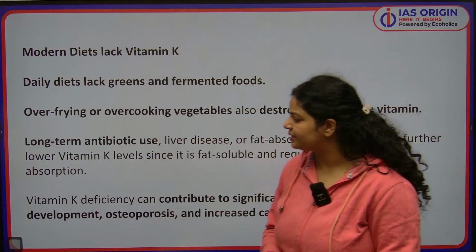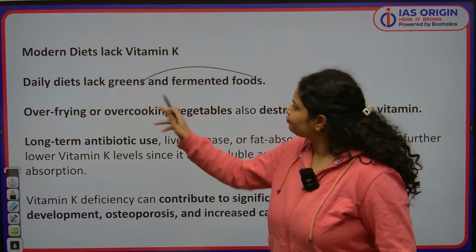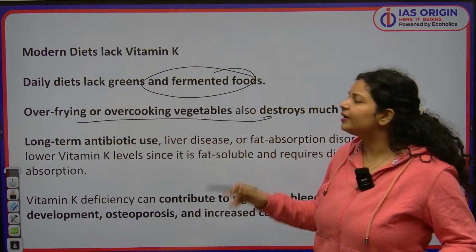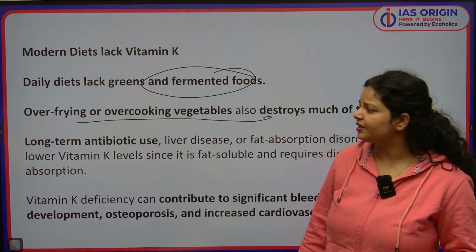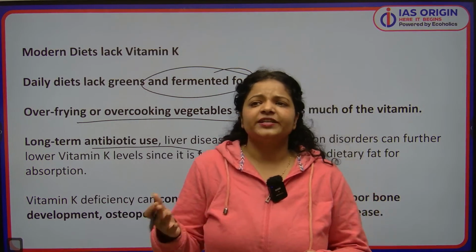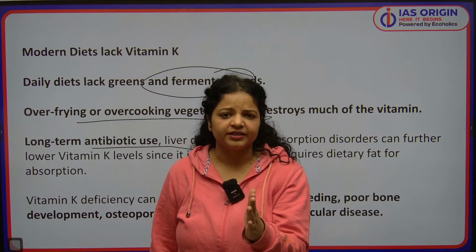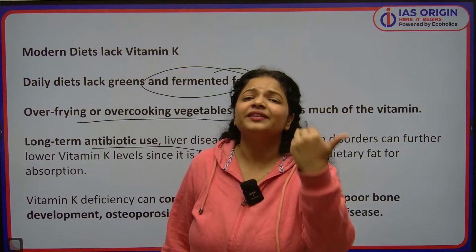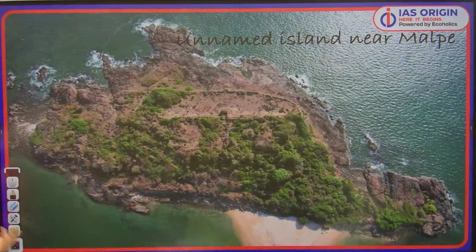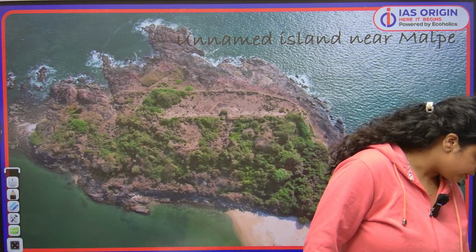So that's why modern dietitians are saying why we are lacking vitamin K in the body: first of all, we are lacking green leafy stuff in the food. Then over-frying and over-cooking of vegetables also destroys vitamin K in the food. Then long-term antibiotic use: if a person is suffering from any kind of liver disorder and continuously consuming antibiotic medicines, those medicines also kill vitamin K in your body. Lack of vitamin K also contributes to bleeding and poor bone development. These are the consequences you will face if vitamin K is not present in your body.